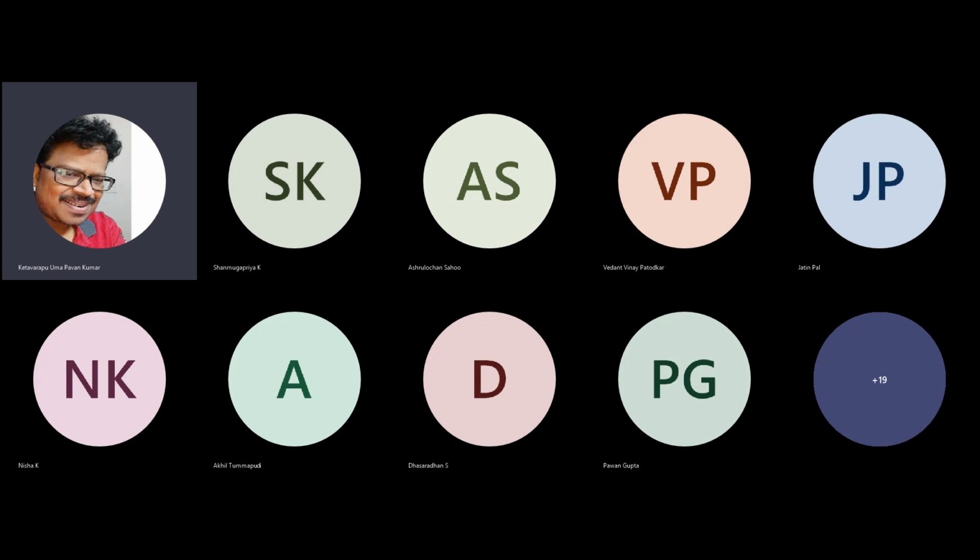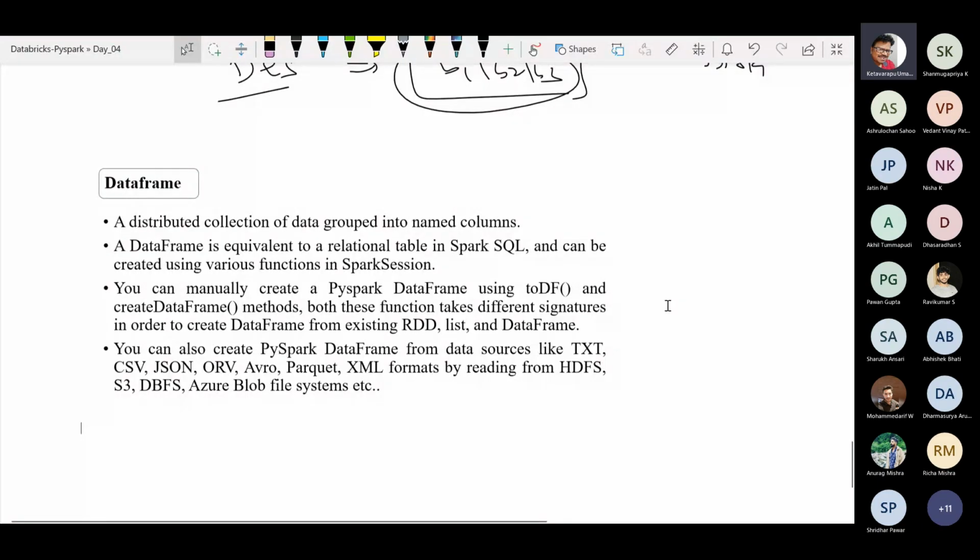Friends, we are going back to our OneNote. Have a look at this, guys. It won't take much time. A distributed collection of data grouped into named columns. That is the first thing, a distributed collection like that of the RDD. The second thing is that a data frame is equivalent to a relational table in Spark SQL. Not exactly, but you can feel that it is a SQL-table-like thing, and it can be created using various functions.